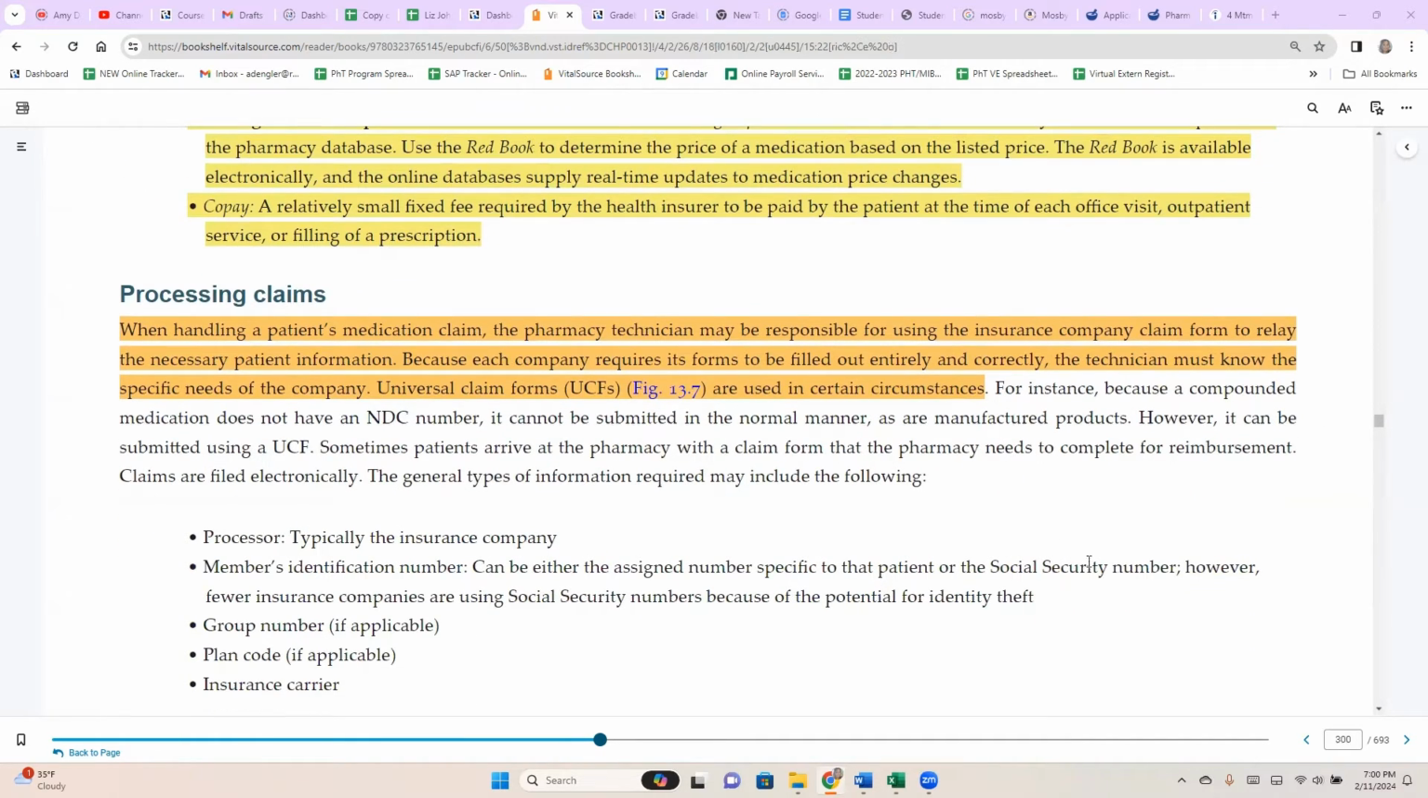When handling a patient's medication claim, the pharmacy technician may be responsible for using the insurance company claim form to relay the necessary patient information. Because each company requires its forms to be filled out entirely and correctly, the technician must know the specific needs of the company. Universal claim forms are used in certain circumstances.